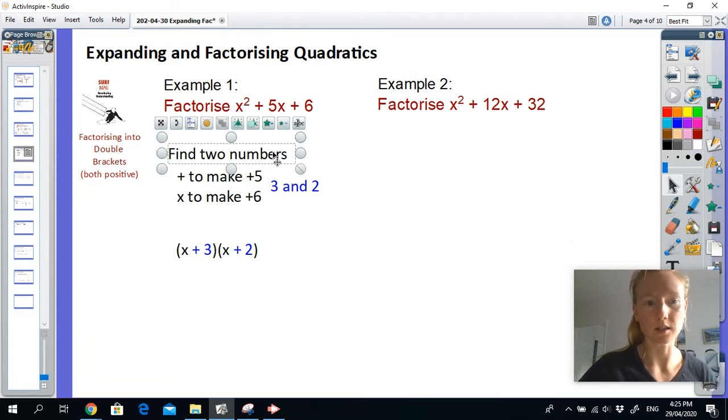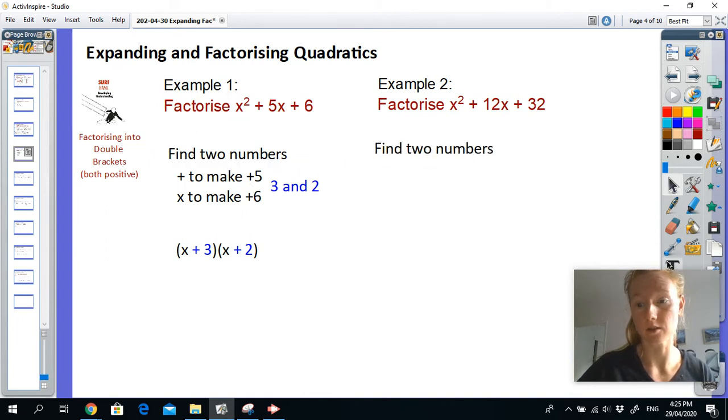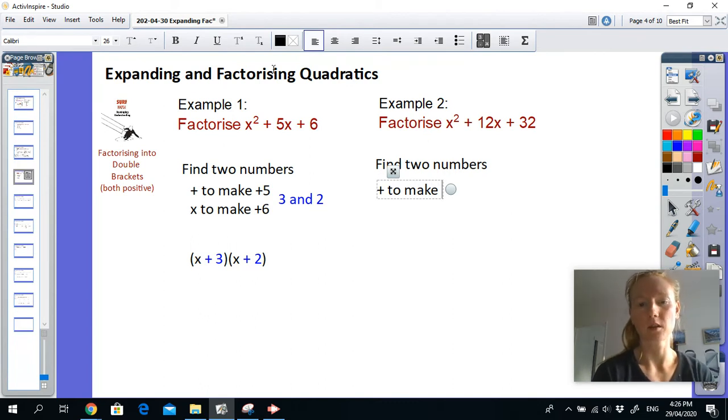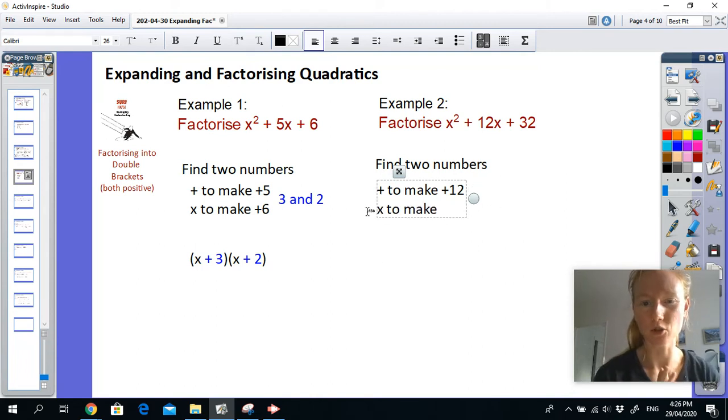So a second example, I want you to try and think about it. And this is kind of your test. So find two numbers. Those two numbers need to add to make, which number are we looking for? Hopefully you've said positive 12, so it's that number in the middle. And they need to multiply to make, try and think of that number before I say it. Hopefully you've thought of positive 32. So they always add to make the number in front of x and always multiply to make the number by itself.